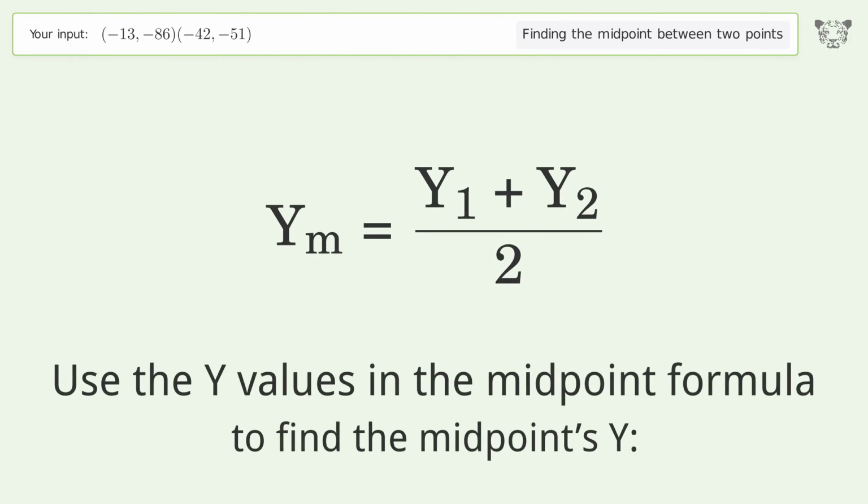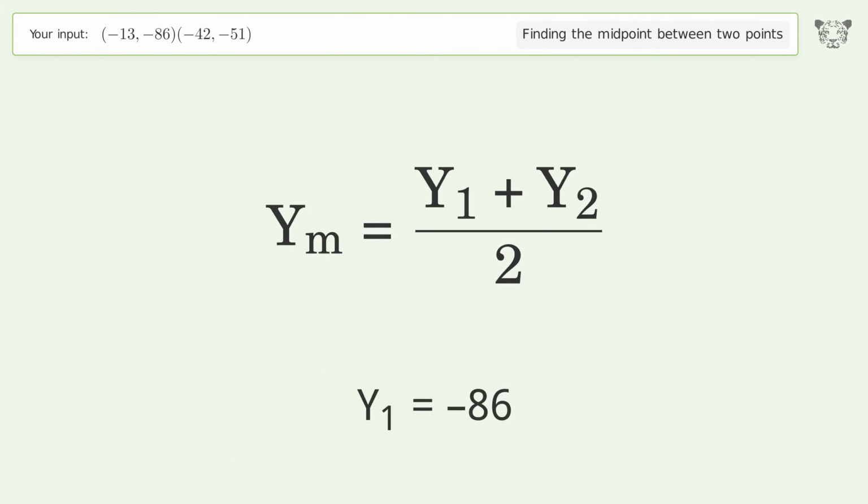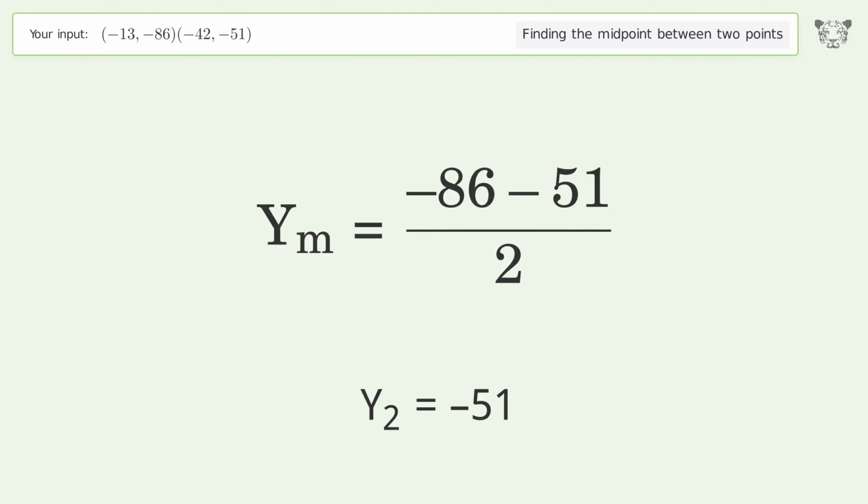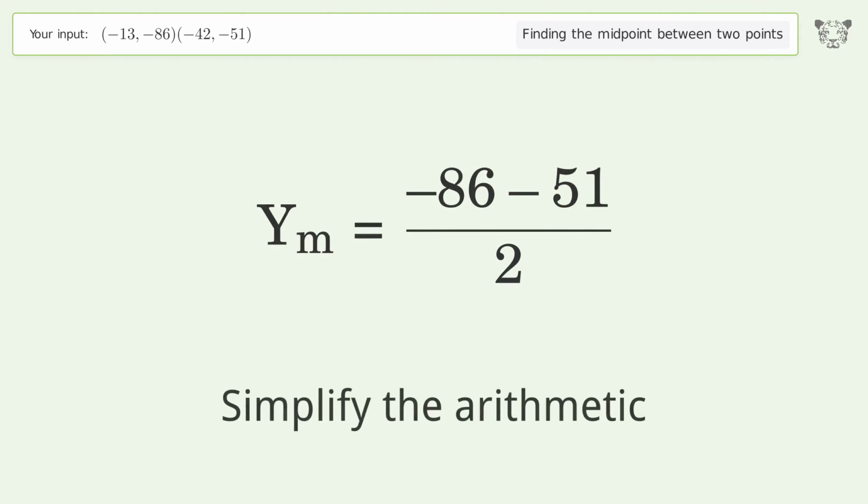Use the y values in the midpoint formula to find the midpoints y. y1 equals -86. y2 equals -51. Simplify the arithmetic.